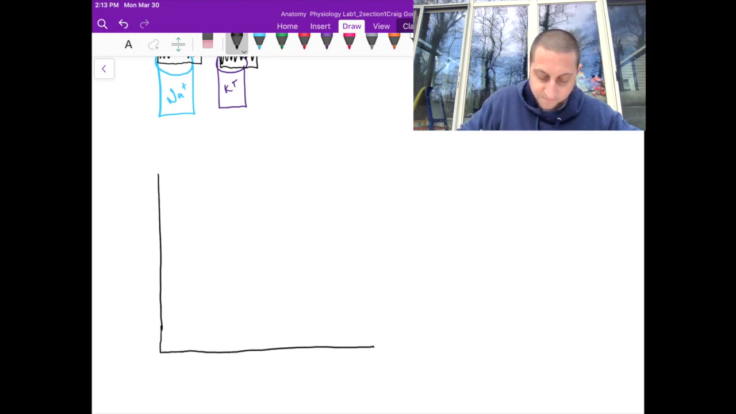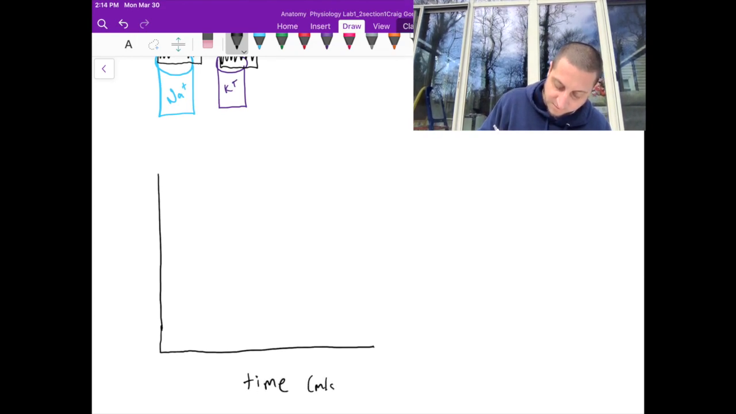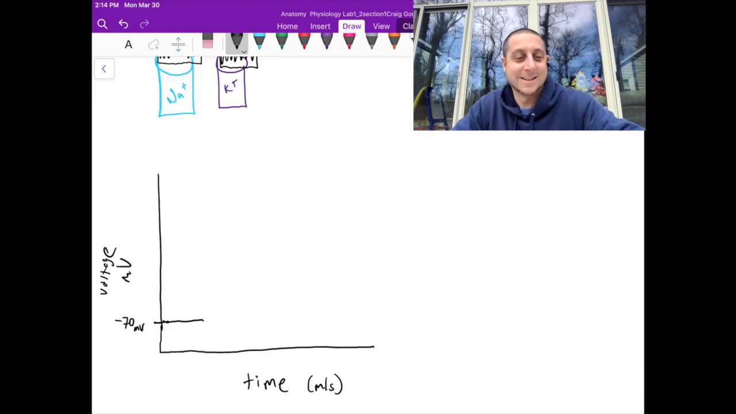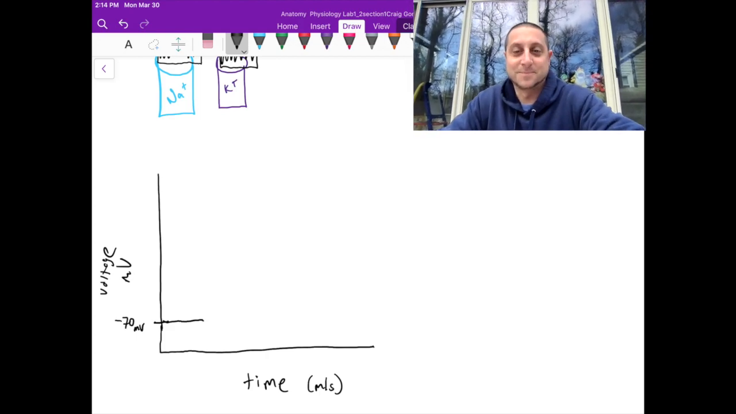On the x-axis, we're going to have time, and this is going to be in milliseconds. That's pretty quick. And over here, we're going to have voltage, and that's going to be in millivolts. Now, do you remember what our starting voltage is? Should be negative 70 millivolts. So we can just draw a line across like that. Now that can go on and on if there's no stimulus, right?